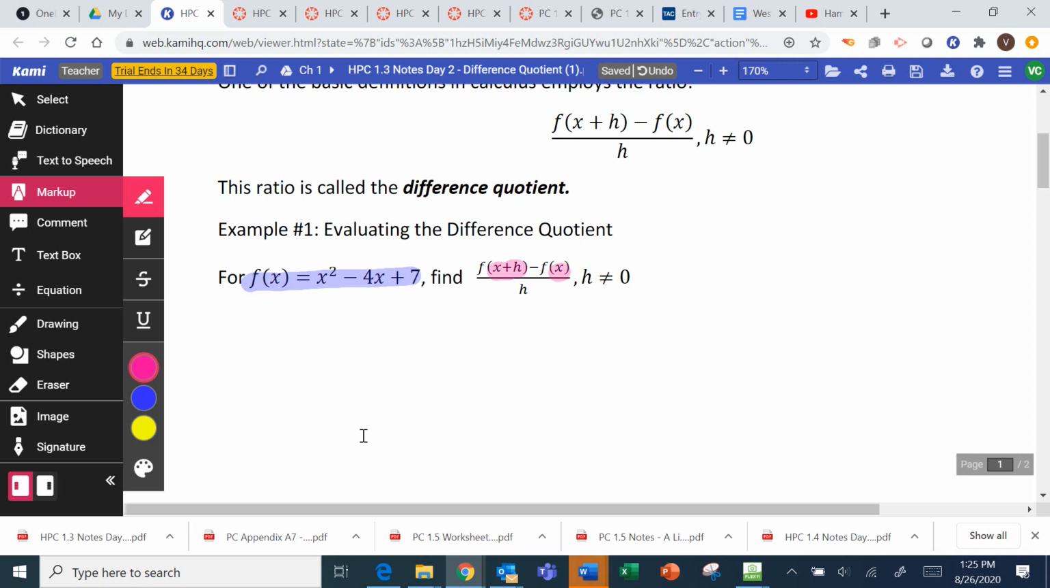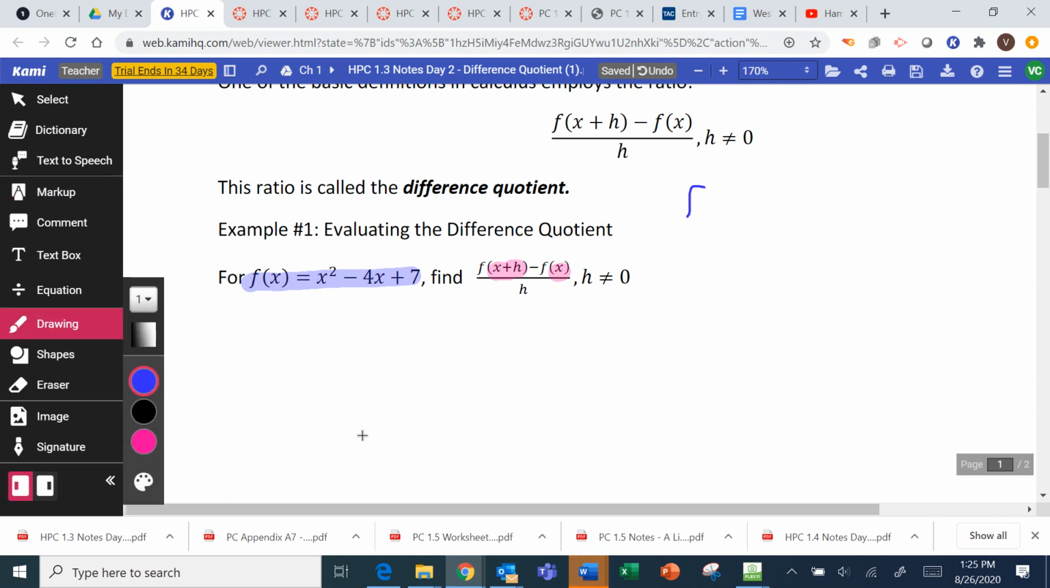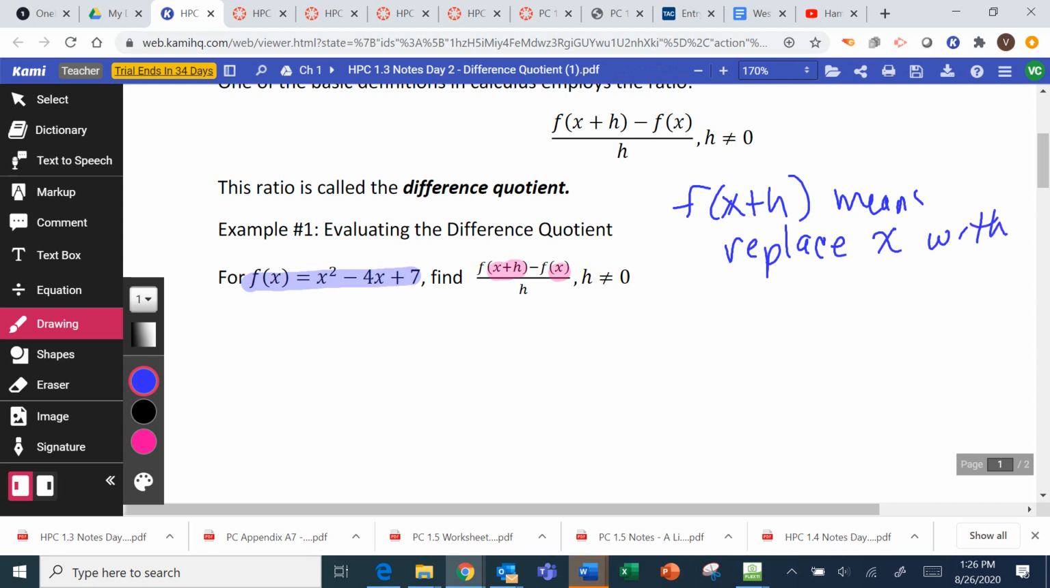So we have to take x plus h and put it in for every single x. So that's what f of x plus h means: replace the x with x plus h. That's what f of x plus h means, to plug in x plus h for all the x's. And then we've got more to it. So I'm going to do just that first part right there where it says f of x plus h. I'm just going to do that part first.